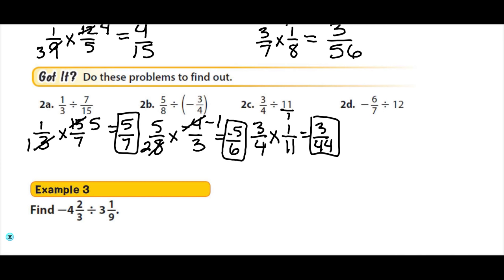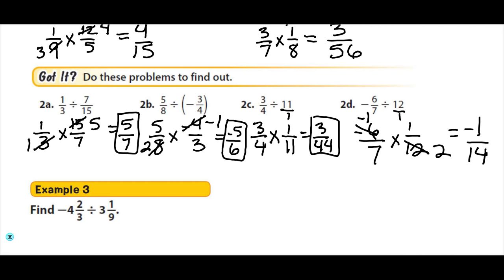All right, let's come over here to 2D. So I have -6/7. We're going to change it to times, and that's actually over 1, so we're going to change it to 1/12. 6 will go into 12, so 6 goes into -6, -1 time, and it goes into 12 2 times. -1 times 1 makes it -1. 7 times 2 makes it 14. And that's it. So we have -1/14.